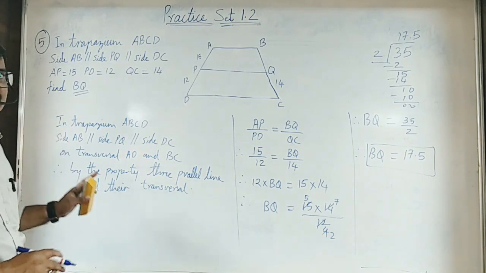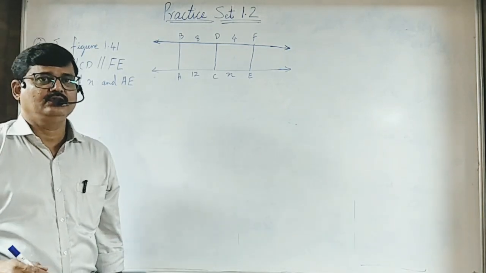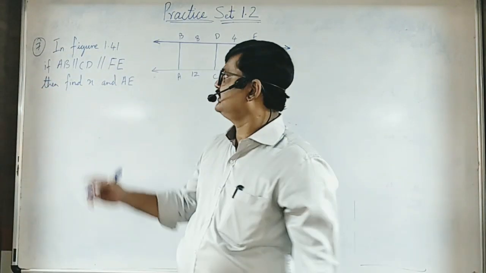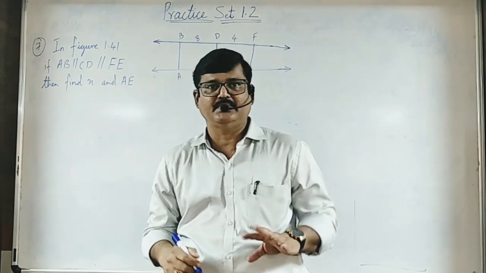It is a very simple sum. Okay students, now let's go for the next question, that is question number 7 from practice set 1.2. It is also related to three parallel lines.